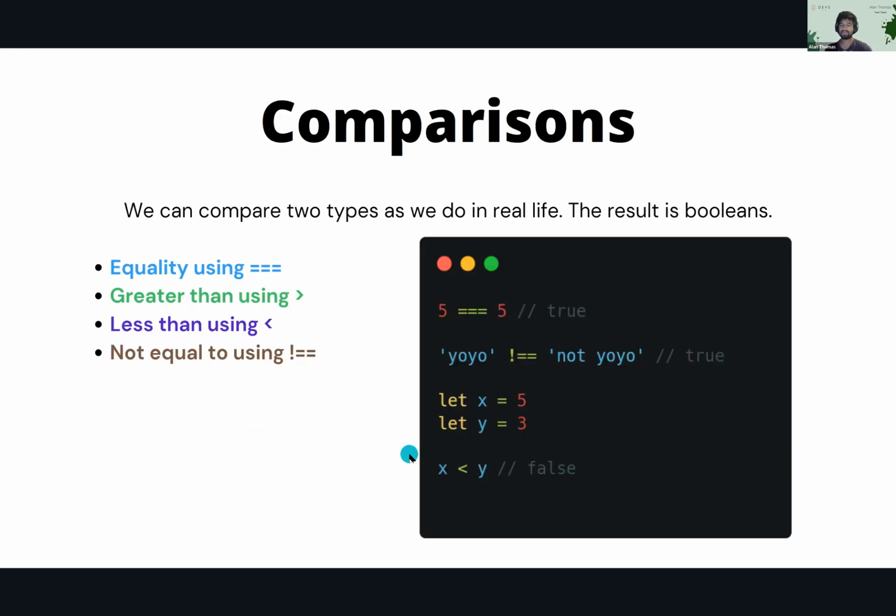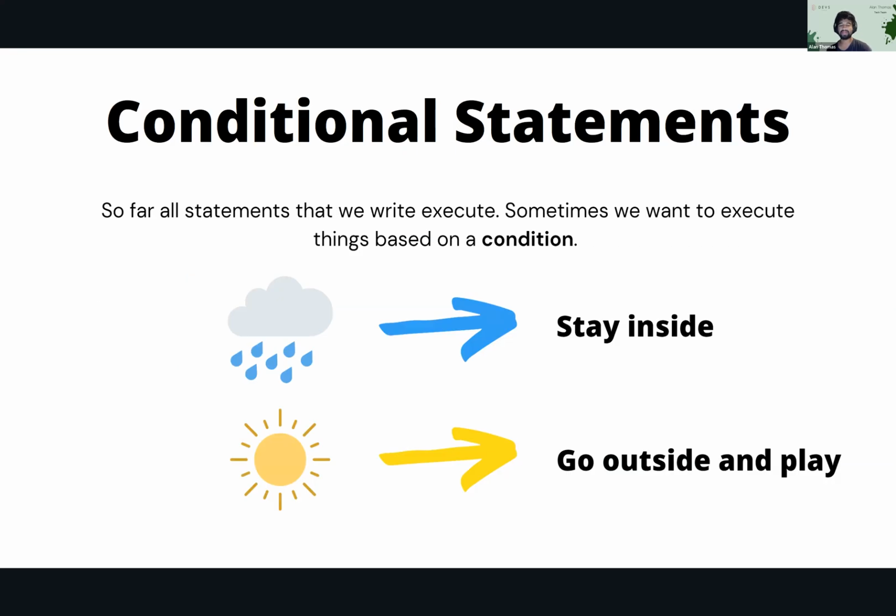Now, to expand on comparisons, a really useful aspect of them is when it comes to conditional statements. So far, all the code that we have written will execute no matter what. And sometimes we want to execute code based on a condition. To give a real life example, we make a decision based on a condition, for instance, is it raining or not?